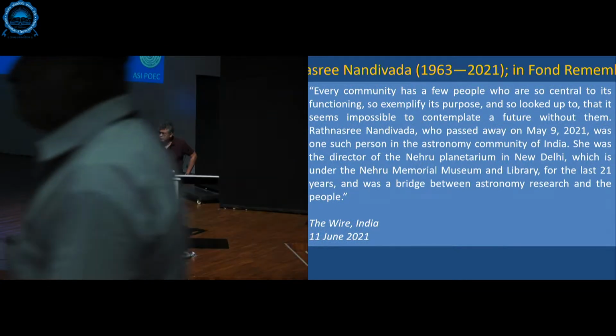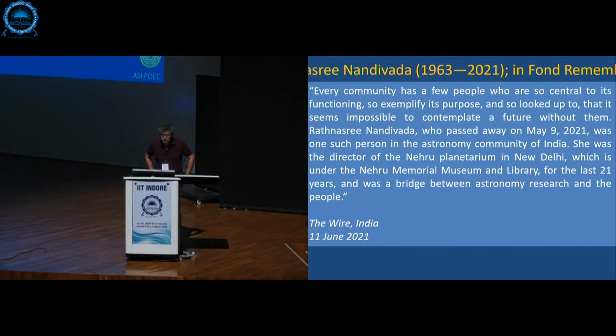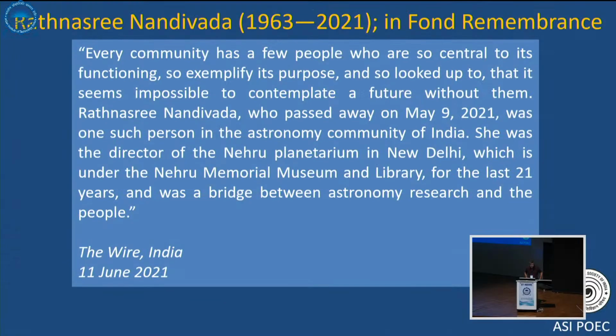The Wire India for her obituary wrote that every community has a few people who are so central to its functioning, so exemplify its purpose, and so looked up to that it seems impossible to contemplate a future without them. Ratnashri, who passed away on May 9, 2021, was one such person in the astronomy community of India. She was the director of the Nehru Planetarium in New Delhi, which is under the Nehru Memorial Museum and Library, for the last 21 years, and was a bridge between astronomy research and the people.